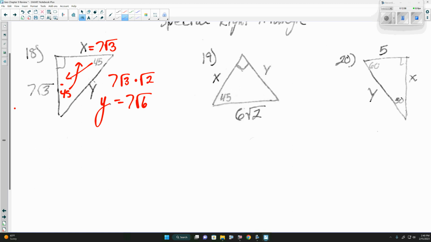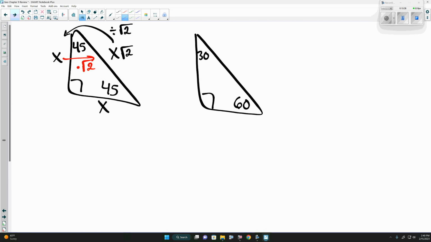Any other questions on 18? Because in a 45, 45, 90, if we're given one of the legs, the other leg is the same, and the hypotenuse is whatever that length is times the square root of 2. Now at number 19, it's another 45, 45, 90. What do we know about x and y? They're going to be the same. And the hypotenuse is whatever the length of the leg is times the square root of 2.